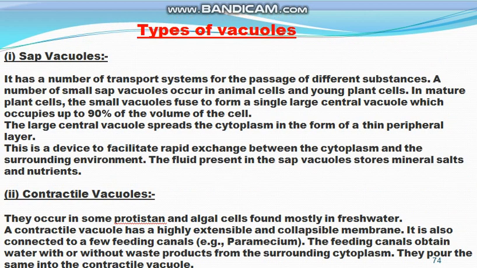So what are the types of vacuoles? First, I talked about the structure of the vacuoles, that it is covered by a membrane known as tonoplast, and inside this vacuole there are many substances, and the role of the vacuole is to store many substances and to store the waste products also. Then come the types of the vacuoles.